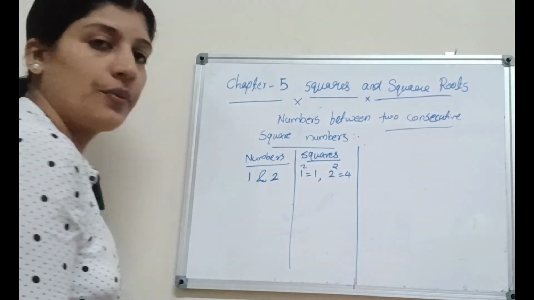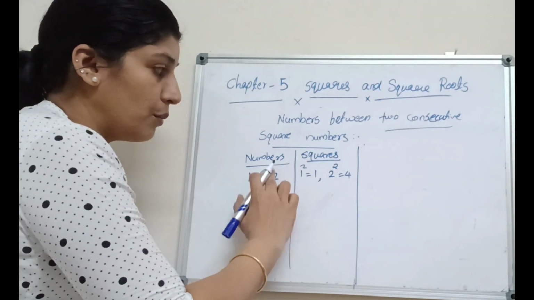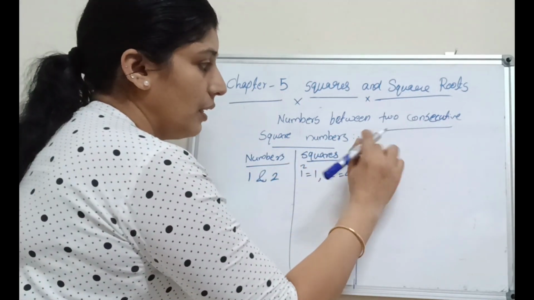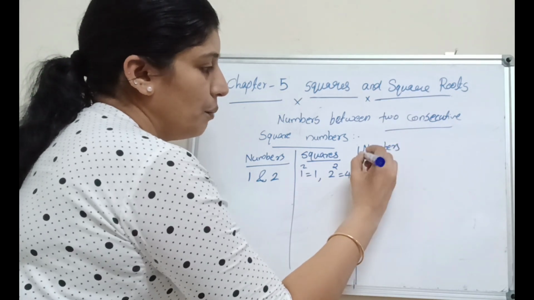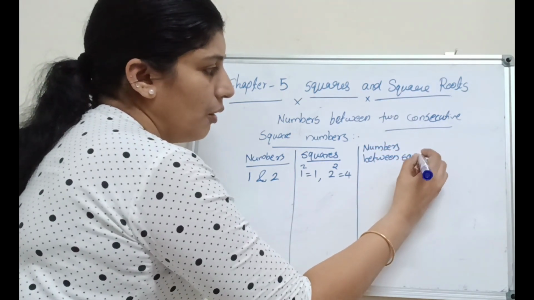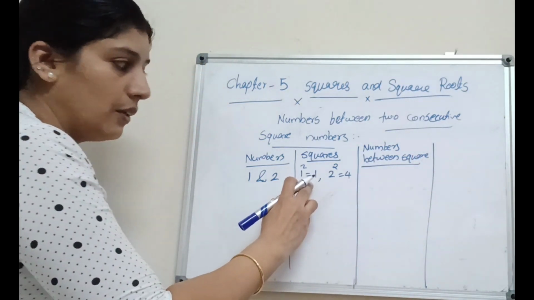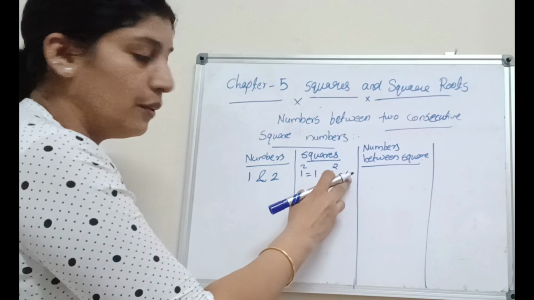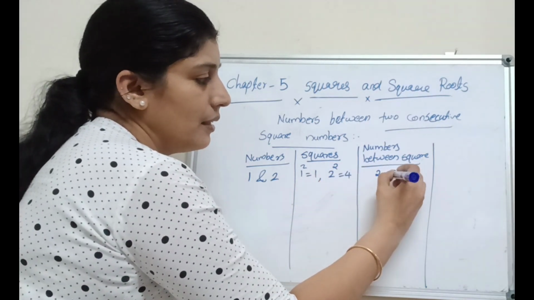Next, considering the numbers between these consecutive numbers' squares. Then how many numbers are between the squares? What are they? Now, the squares are 1 and 4. Then between 1 and 4, the numbers are 2 and 3.